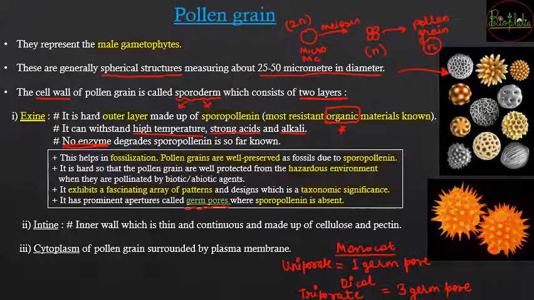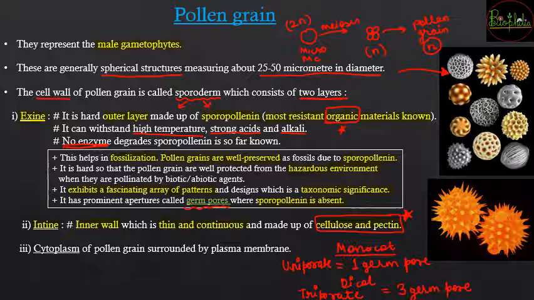Now let's move on with the second layer of the sporoderm, that was intine. Intine is going to be the inner wall, and this is going to be a thin and continuous wall, और ये जो intine होता है that is going to be made up of cellulose and pectin. Again this cellulose and pectin is going to be one of your questions, right? So you have to remember this. अब intine जो होती है that is made up of cellulose and pectin, जबकि exine जो होती है वो किससे बनेगी, that is going to be made up of sporopollenin.